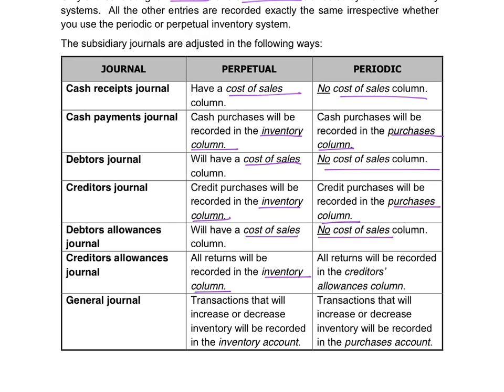In the periodic system, you are not allowed to write in the inventory account during the year, and you don't use a cost of sales account. Therefore, all purchases will be recorded in the purchases column, and returns to creditors will be recorded in the creditors allowances column. In the general journal, transactions that will increase or decrease inventory will be recorded in the inventory account. In the periodic system, transactions that will increase or decrease inventory will be recorded in the purchases account.